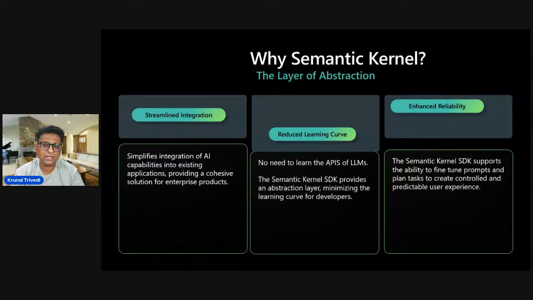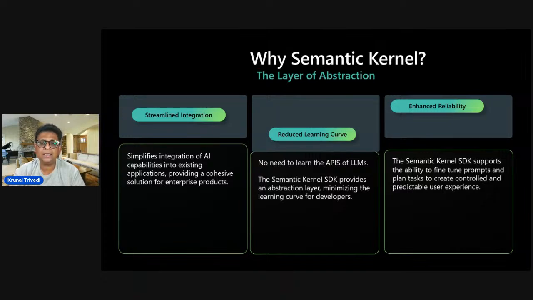As I mentioned here, we have three key features, or three reasons we should go for Semantic Kernel. The first one is streamlined integration. It simplifies integration of AI capabilities into existing applications with the various functions, connectors, and SDK blocks. The second one is reduced learning curve. No need to learn the APIs of the LLMs. I mean, no need to spend your time understanding the intricacies of OpenAI or Hugging Face or any other AI model over there. And the third one is enhanced reliability.